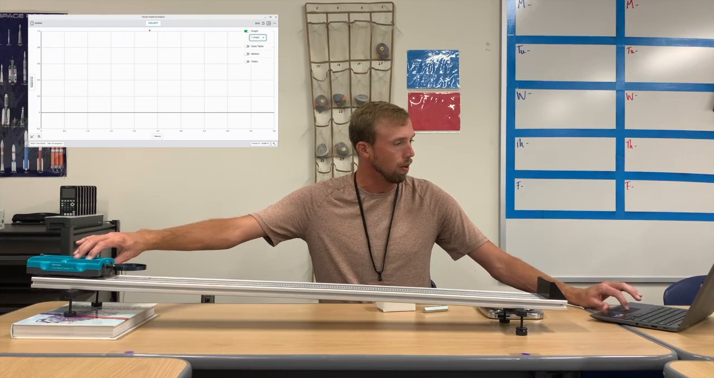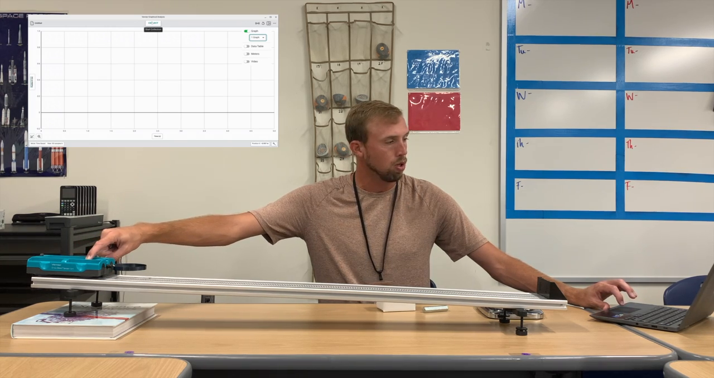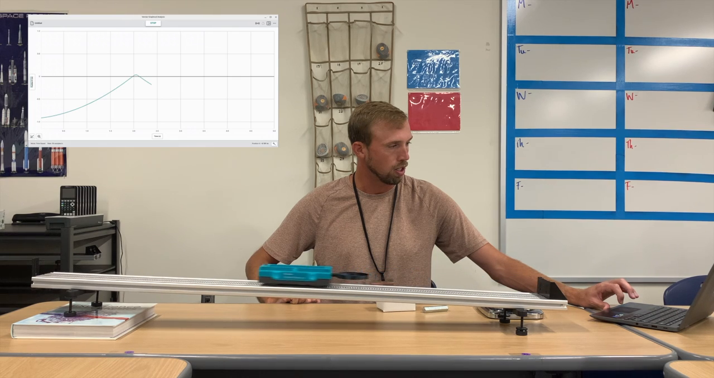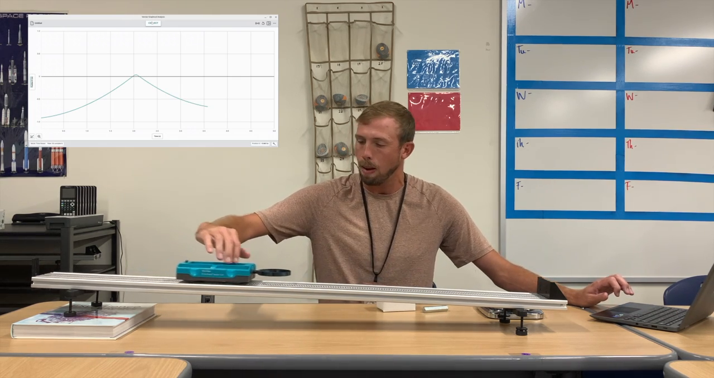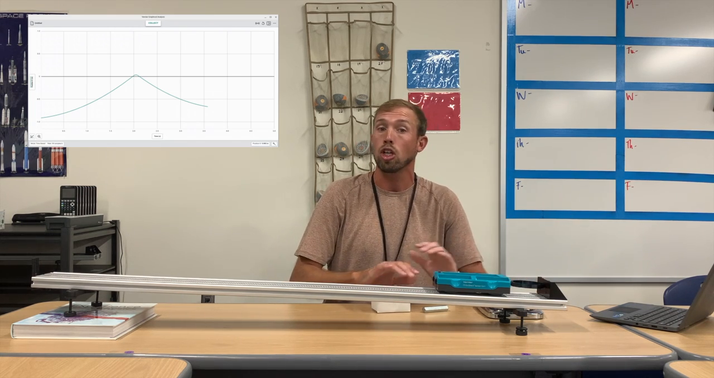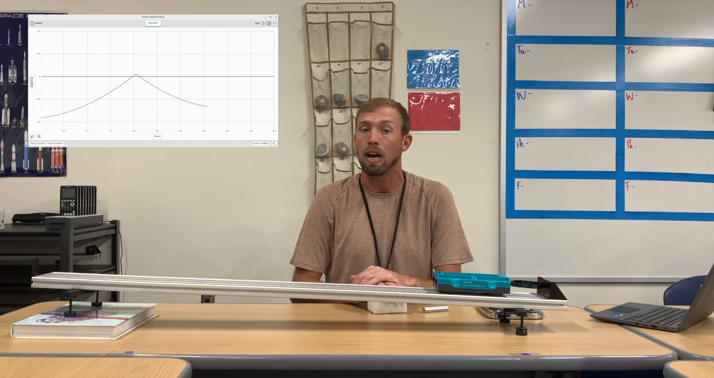So we'll get things going in 3, 2, 1, collect. Let the cart go down the track. It hits the wall, and then I'm going to go ahead and hit stop and bring my cart to a stop. So here for just a moment, I'm going to go over and show you all how we're going to get our data from Vernier.